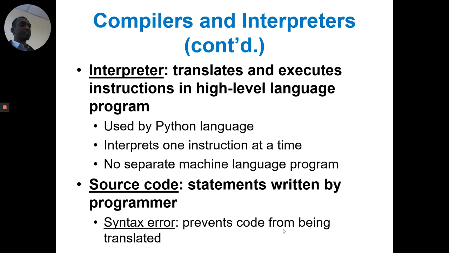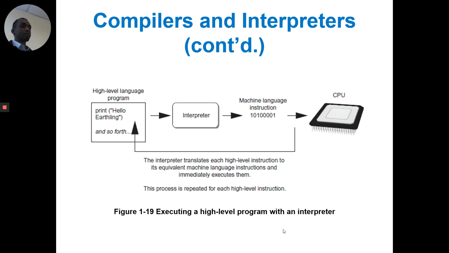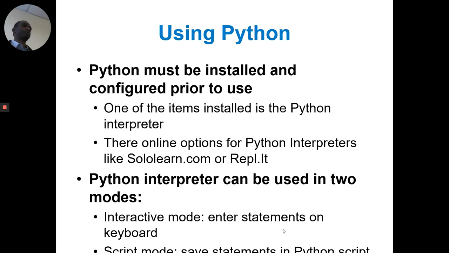You have the source code, the statements written by the programmer. The statements that you type as you're typing code in any of these IDEs are basically the source code. A syntax error prevents the code from being translated. So these are the steps involved in a high-level programming language. You say print hello, and the interpreter takes that and translates it into machine language, the zeros and ones, which is what the CPU is given, and then it puts out the output. So you have two choices: you can install Python on your computer, or you use the two online IDEs that I've given you. Okay.